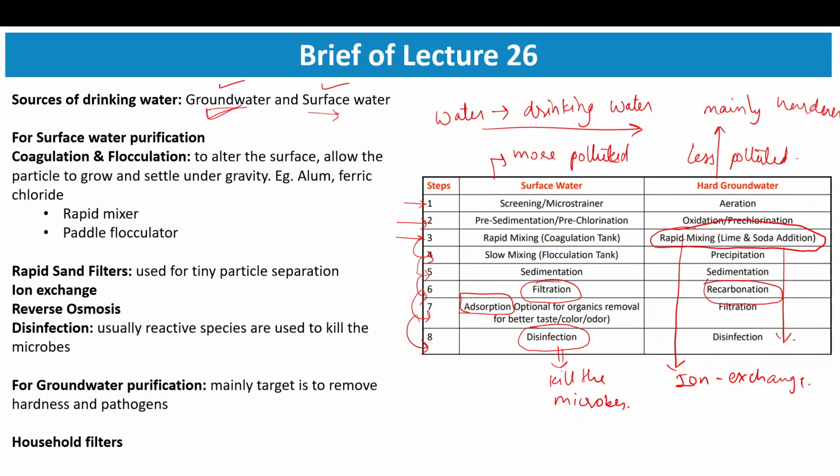So now if we look into the detail of each of these processes, starting with surface water purification, first, as I said, screening is just to remove the major solids, say for example plastic, which are clearly visible. Now, coagulation and flocculation are for suspended solids.